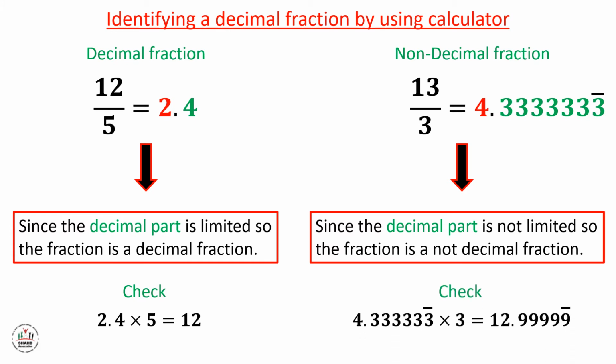Again, you can check your answer. You can write 4.33333 times the denominator, which is 3, and the answer will be equal to 12.9999, etc. So the answer is approximately equal to 13, but it's not exactly equal to 13. So the answer is not equal to the numerator, and you can't consider this fraction as a decimal fraction.